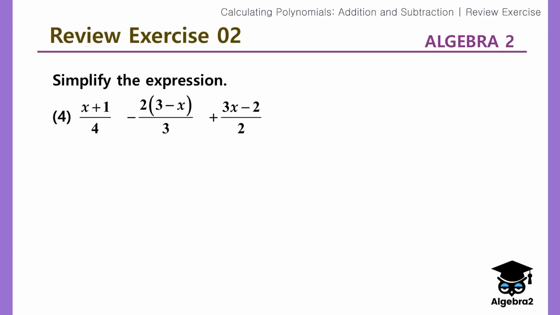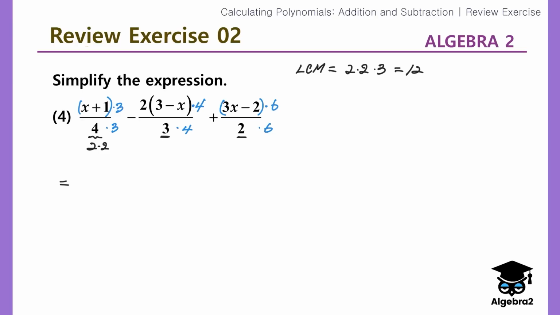Number 4, we have denominator 4 here. So that's 2 times 2. Denominator 3, 2. So the least common multiple of these three denominators: we must have at least two 2's and one 3, right? So that's going to be 12. So we're going to multiply by 3 here, 3 here, 4 here, 4 here, 6 here, 6 here, right?